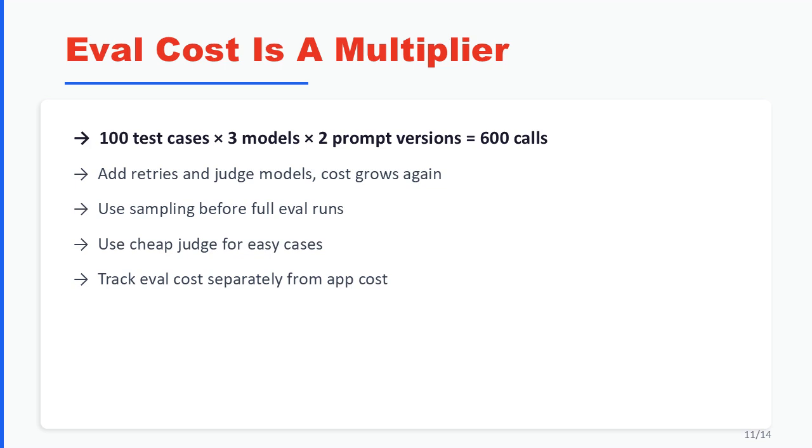Evals are necessary, but they can become the biggest hidden cost. If you test 100 cases against 3 models and 2 prompt versions, that is 600 calls. Add retries and judge models and the number grows again. Start with a sample. Use small eval sets while designing prompts. Use stronger judge models only for difficult or borderline cases. Most importantly, track eval spend separately from production app spend.